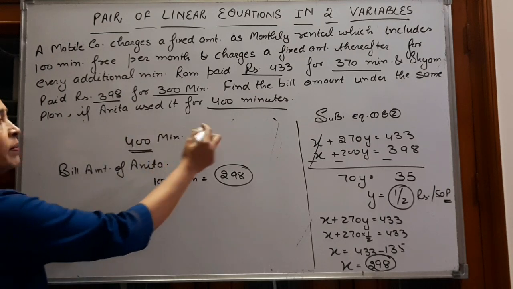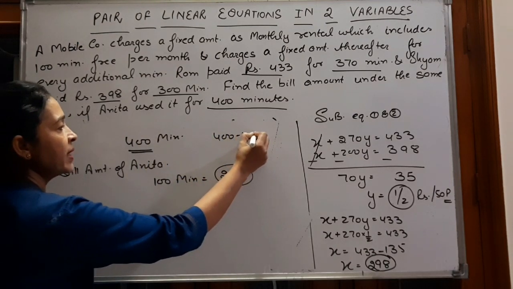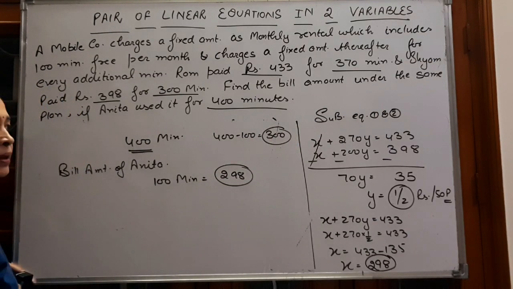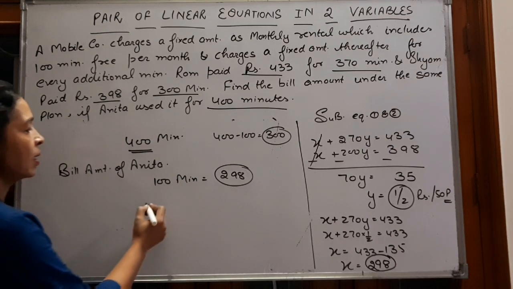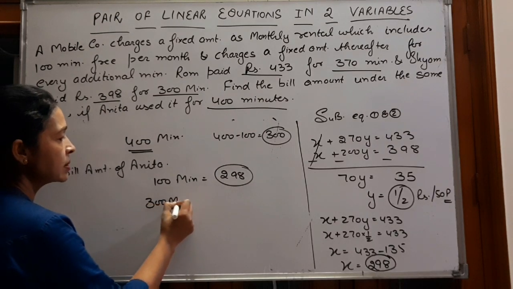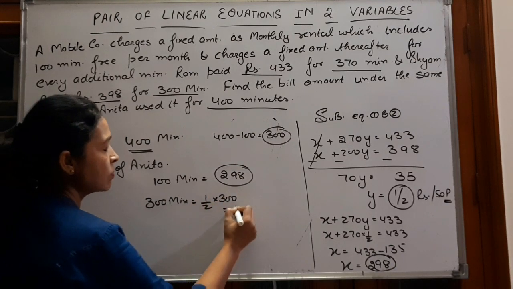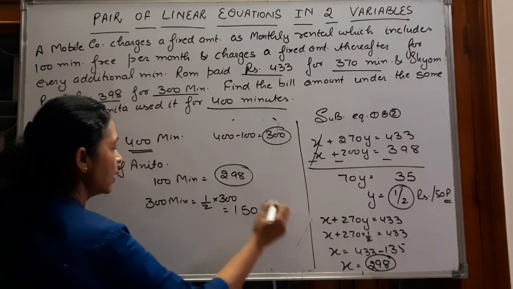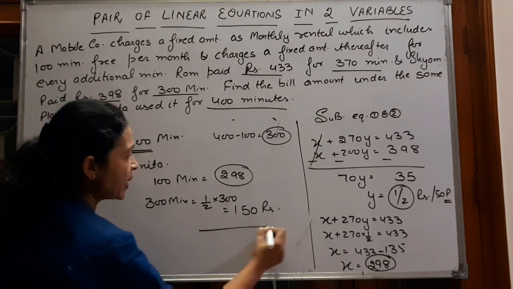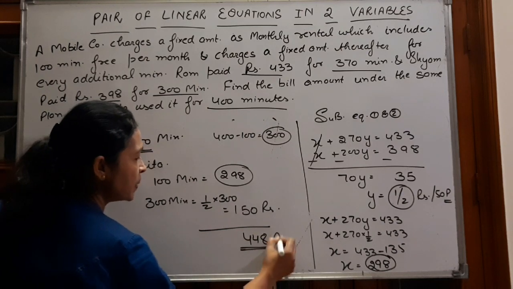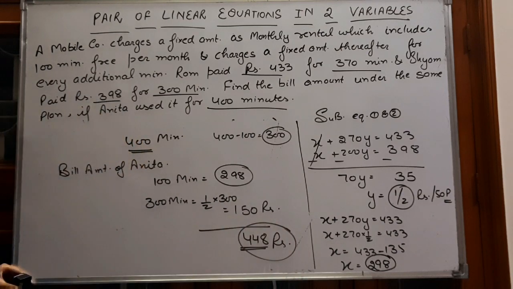Now, 100 minutes were free. How many minutes were left? 400 minus 100, 300 minutes are left. And for each additional minute, they have to pay 50 paisa. And for 300 minutes, she has to pay 1 by 2 into 300. That is 150 rupees. Now, the total amount she has to pay is 448 rupees, which is the bill amount of Anita, which includes fixed charges and the charges per minute for the additional minutes.